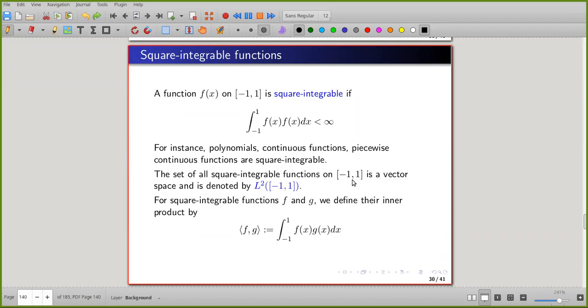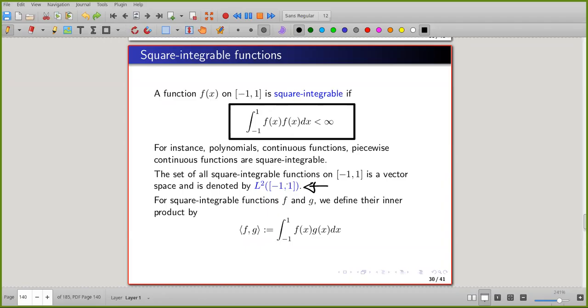So you see already it's non-trivial. What is the claim in this sentence? The set of all square integrable functions on minus 1 comma 1 is a vector space and is denoted by L2(minus 1, 1). If I take square integrable functions, it's clear that I can multiply them with a scalar and the result remains square integrable. In other words, if I start with an f which satisfies this condition and multiply f with lambda, then the new function also satisfies this condition.